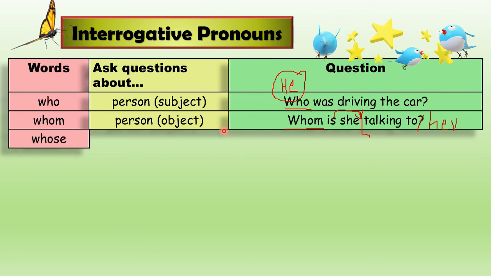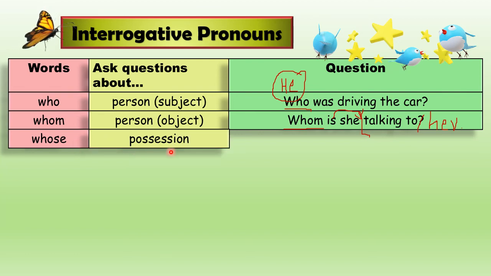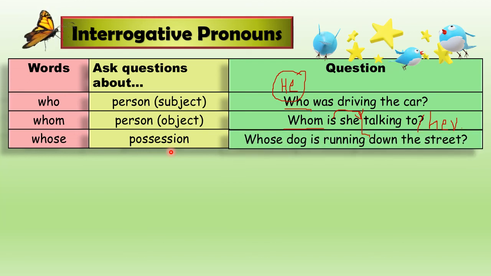Is it clear? Now see the next, whose. When we ask a question from this word whose, we are asking about possession. We are asking about the possession, who is the owner. Like, whose dog is running down the street? His dog is running down the street. Now see, whose dog? His dog.